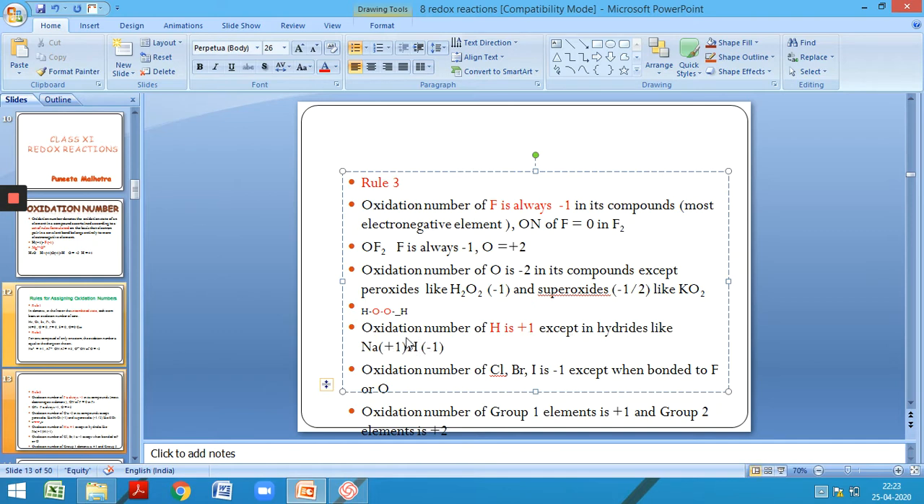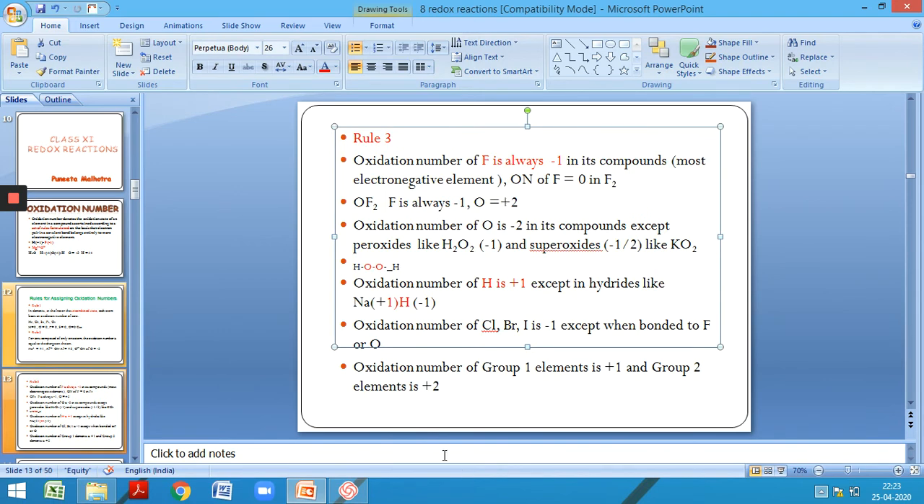Therefore, the oxidation number of hydrogen in hydrides is -1 because they are bonded to an electropositive element. The oxidation number of the halogens chlorine, bromine, and iodine is -1, except when they are bonded to fluorine or oxygen, since fluorine and oxygen are more electronegative than these elements. In that case, chlorine, bromine, and iodine show a positive oxidation number.